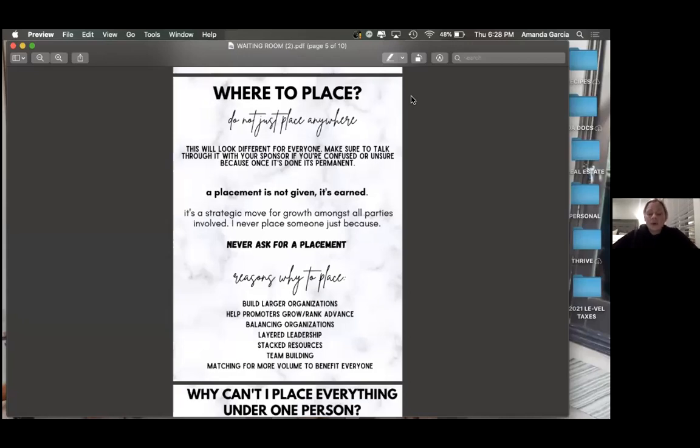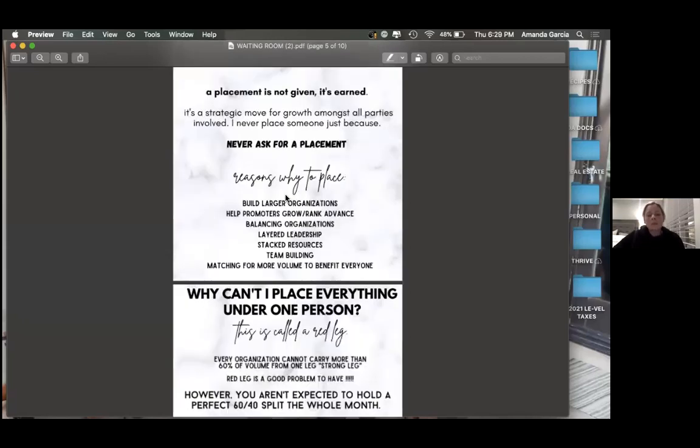Reasons why to place. So obviously building larger organizations, helping your promoters grow, balancing out organizations, which I'm going to get into, red leg. Layered leadership. I love the idea that I can place another strong leader with another strong leader, and they're going to work together to help all the people underneath them. Building a team. And then I do a lot of matching for volume, and I'm going to get into that as well. Like Kourt said, with strong mindset and work ethic, exactly what I do.